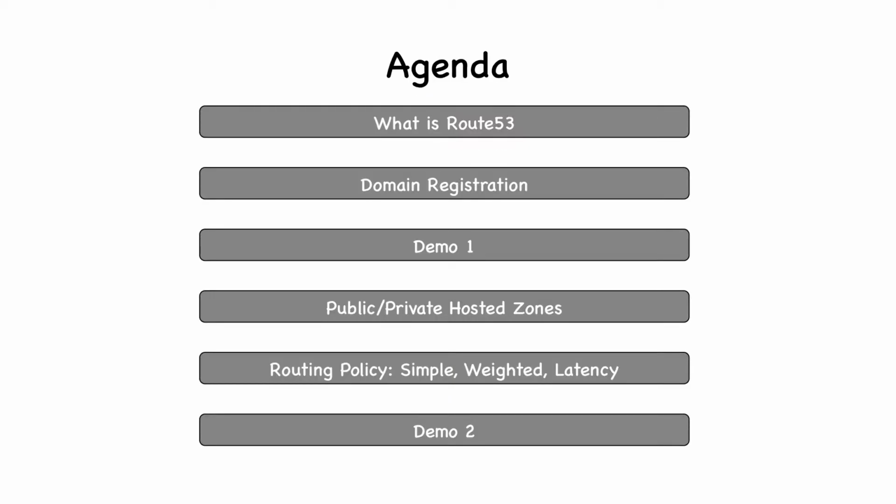This is our agenda. We'll see what Route 53 is, we'll see what domain registration is, the difference between public and private hosted zones, and then we'll see a few routing policies: simple, weighted and latency. And then we'll conclude this part with a demo.